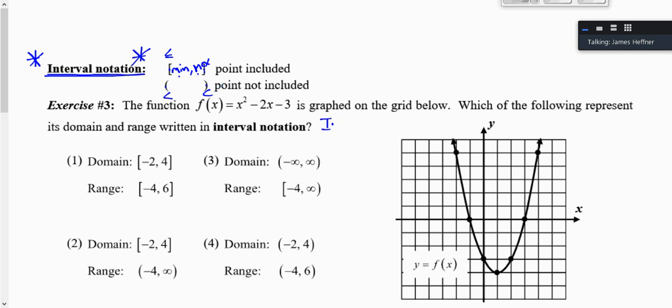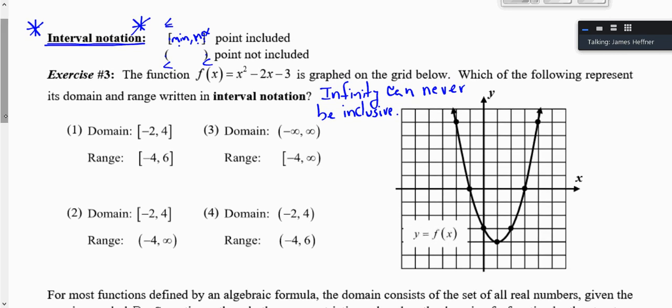So infinity can never be inclusive. So you'll never have, like, less than or equal to infinity, that kind of thing, because you'll never get there. So let's look at the graph here. They want to know which represents its domain and range. Okay, so take a look at our graph.